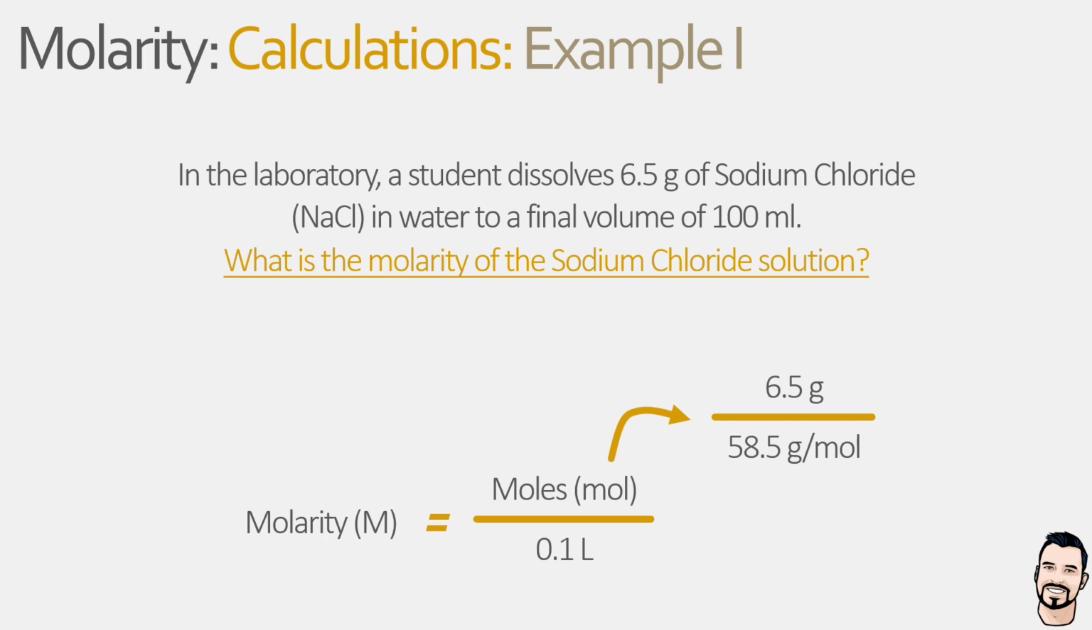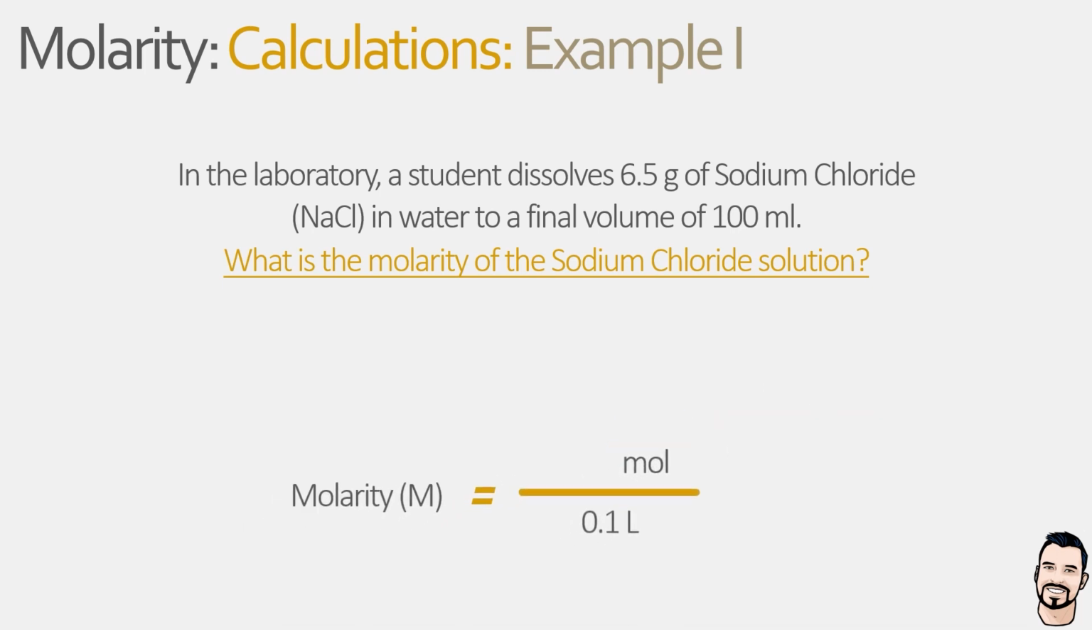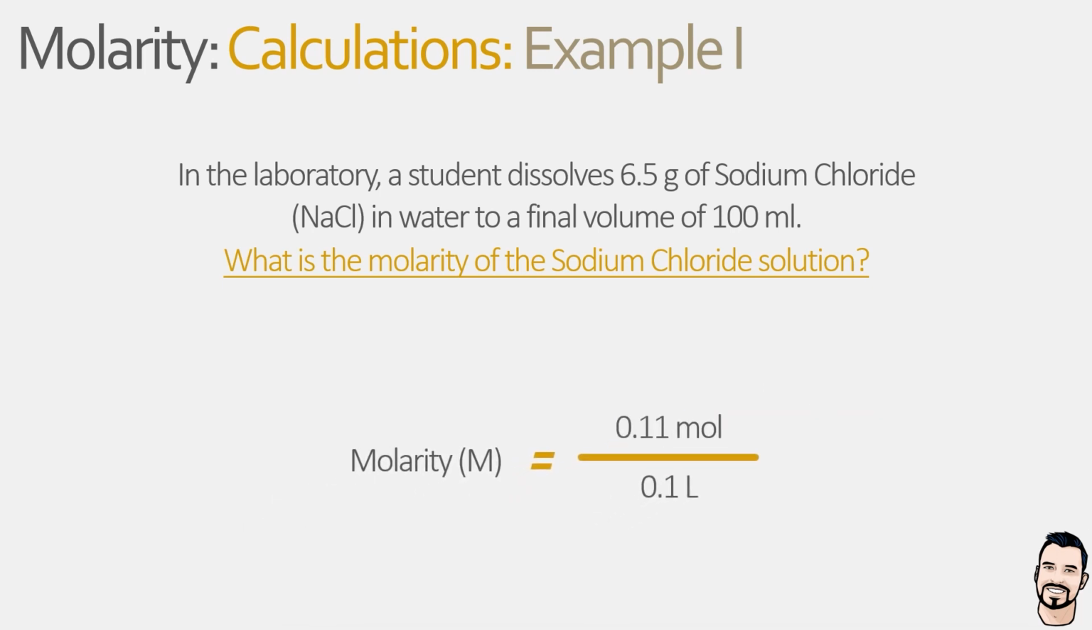This allows us to complete our equation, giving us moles is equal to 6.5 grams divided by 58.5 grams per mole, meaning we have 0.11 moles, which now allows us to complete our original molarity equation by dividing 0.11 moles by 0.1 litres, giving a concentration of 1.1 moles per litre, or a solution that has a 1.1 molar concentration, however you like to say it.